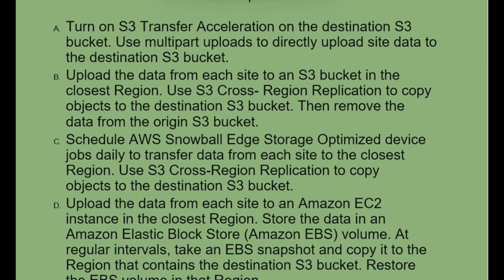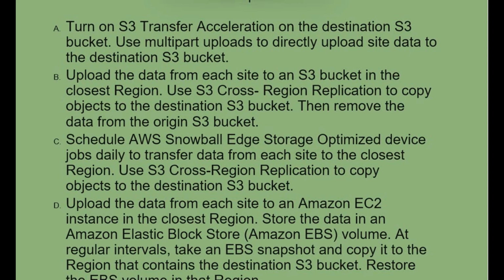Option A, turn on S3 Transfer Acceleration on the destination S3 bucket. Use multi-part uploads to directly upload site data to the destination S3 bucket. Option B, upload the data from each site to an S3 bucket in the closest region. Use S3 cross-region replication to copy objects to the destination S3 bucket. Then remove the data from the origin S3 bucket.